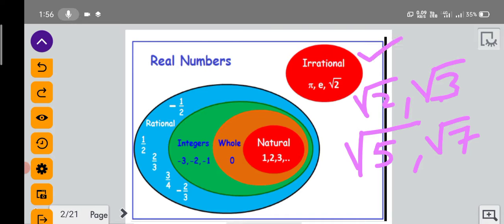In other words, we can say that a number which cannot be written in the form of p upon q is called an irrational number. The numbers which cannot be written in the form of p upon q are called irrational numbers. In irrational numbers, we also include pi and e.